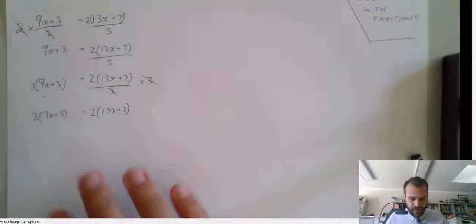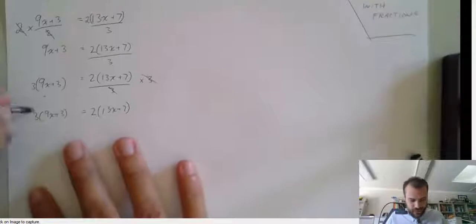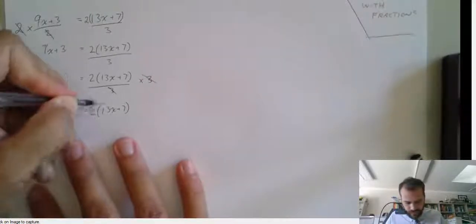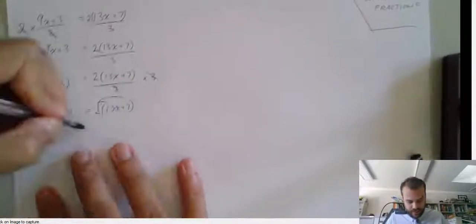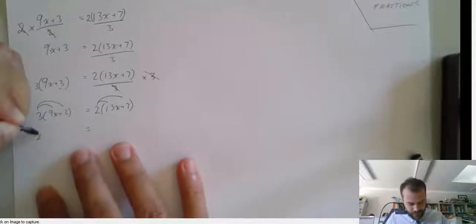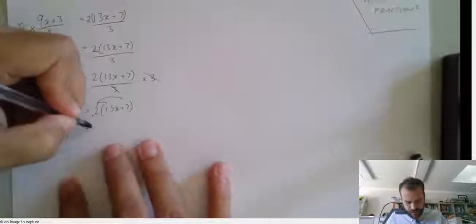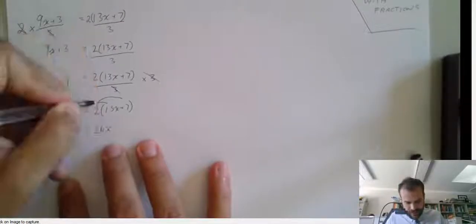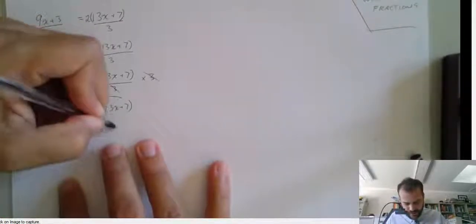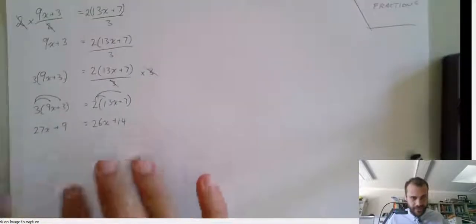Okay, after that I can use my distributive law to expand out these brackets. 3 times 9, 27x. 3 times 3 is 9. 2 times 13 is 26x. 2 times 7 is 14.